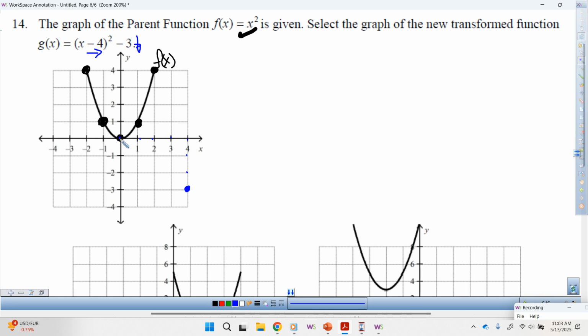So that was this one. I'm going to do this one now. 1, 2, 3, 4. 1, 2, 3. This one. 1, 2, 3, 4. 1, 2, 3. This one. 1, 2, 3, 4. 1, 2, 3. And this one. 1, 2, 3, 4. 1, 2, 3.